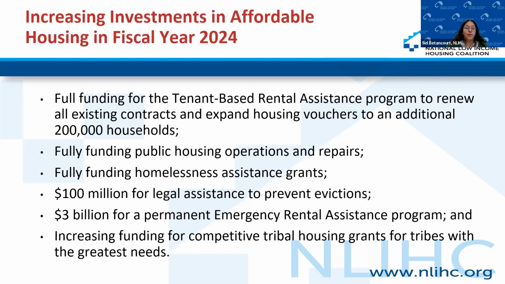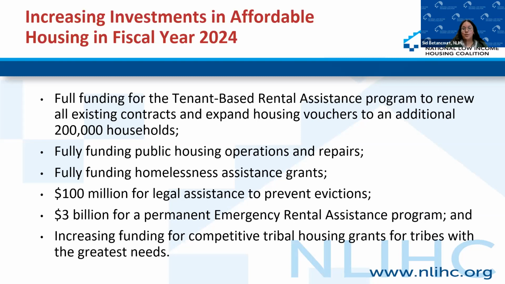One of the biggest priorities that we have this year, and I touched on it earlier, is making sure that we have increased investments in affordable housing through fiscal year 2024. And that's the budget that's being worked on right now as we speak. And so we're asking for 6 things in particular, and you'll see them on the screen as well.